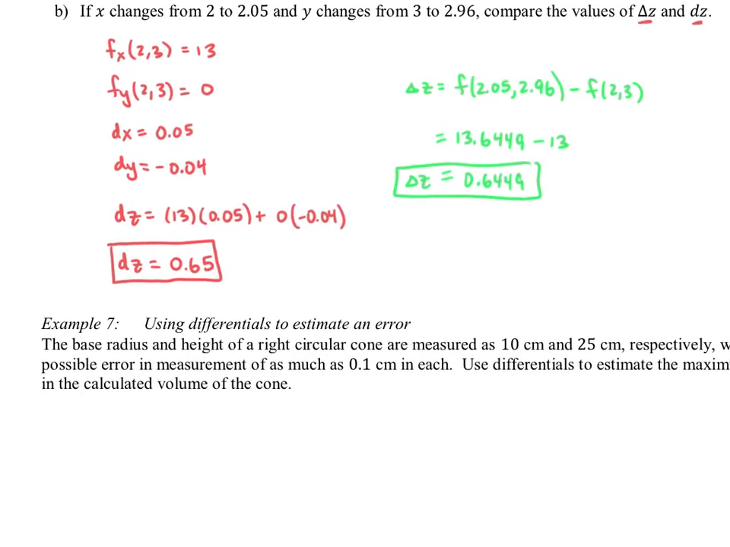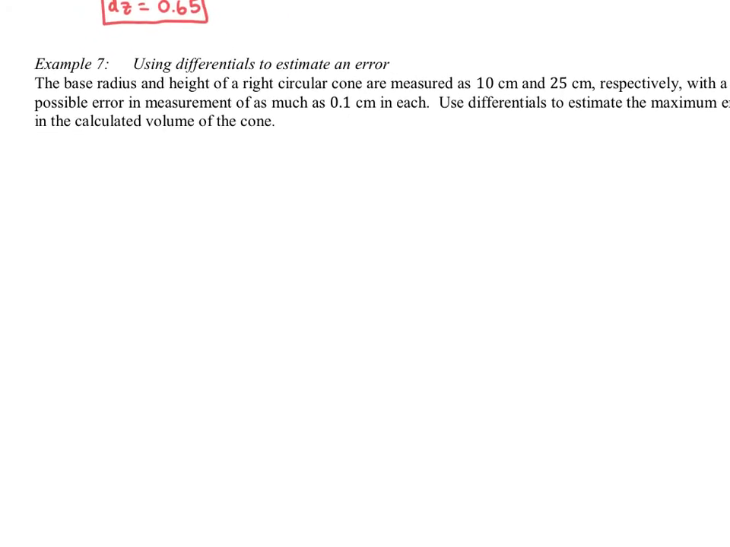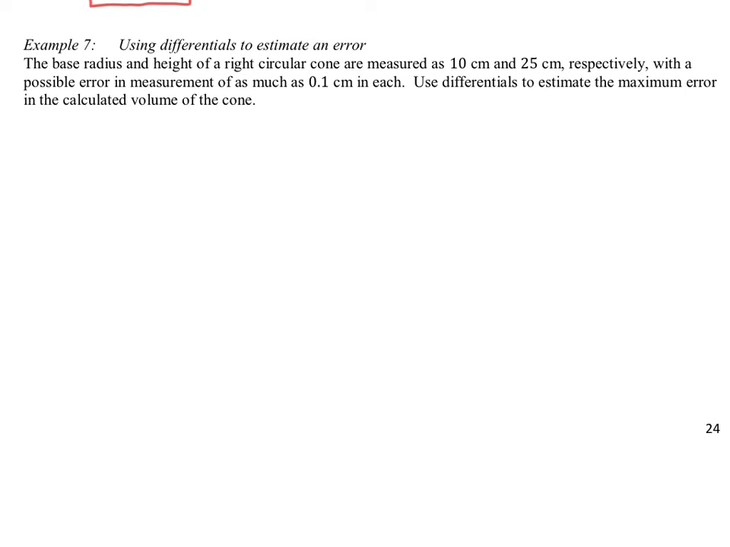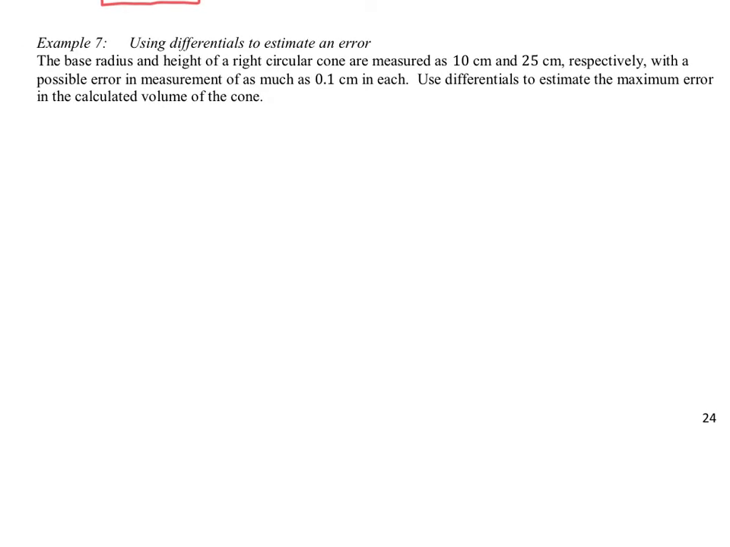All right, let's try example 7. So example 7, we have the base and the height of a right circular cone, and it is measured as 10 centimeters and 25, respectively, with possible error in measurement of as much as 0.1. So we're going to assume here, based on the context of our text, that it never gives a plus or minus error. So this is just a positive error. In other words, the minimum radius is 10, the maximum radius is 10.1. The minimum height is 25, the maximum is 25.1. So we're going to use differentials to estimate the max error in the calculated volume of the cone.